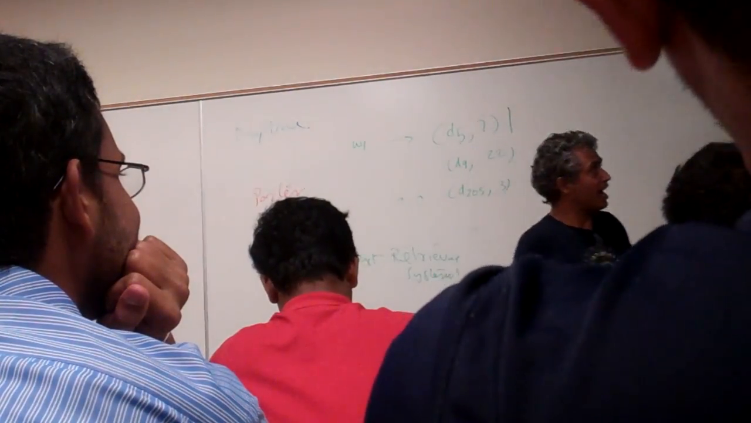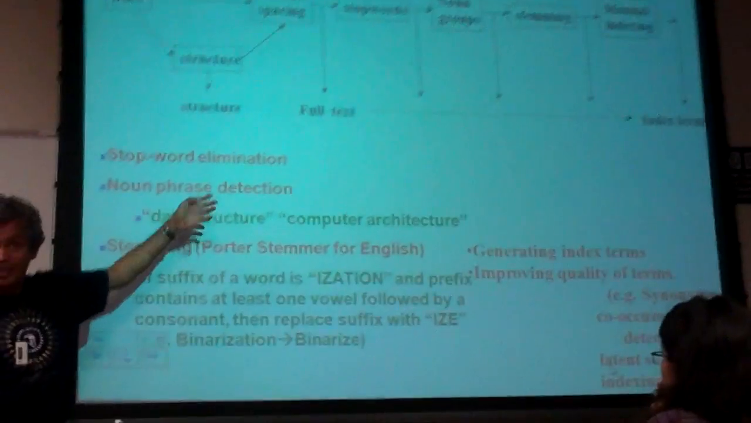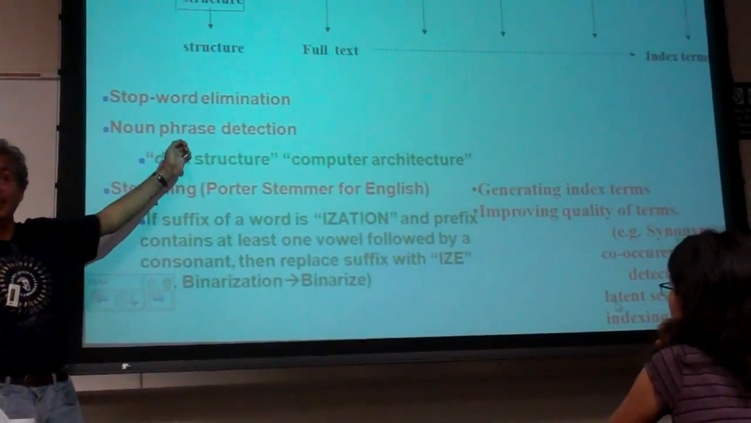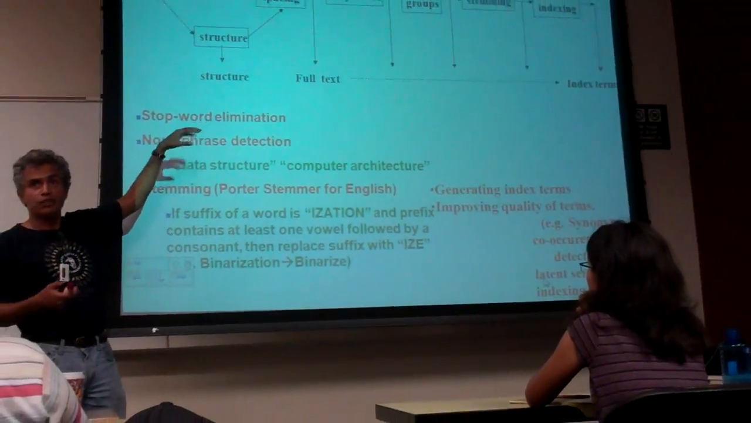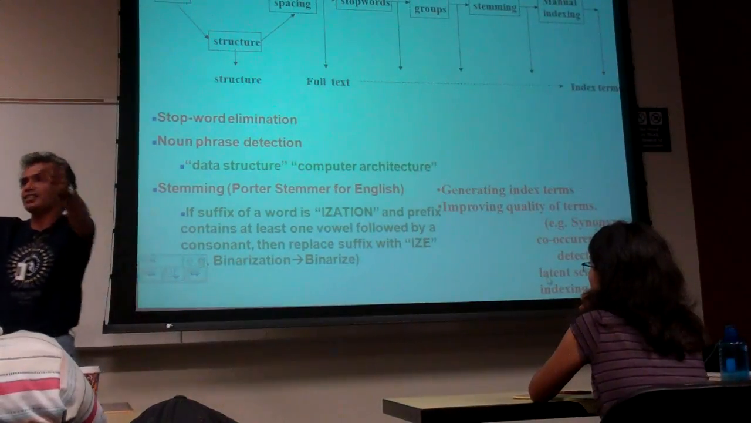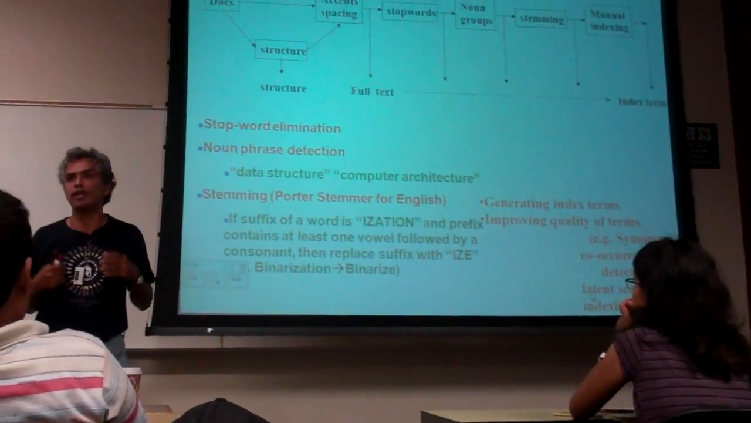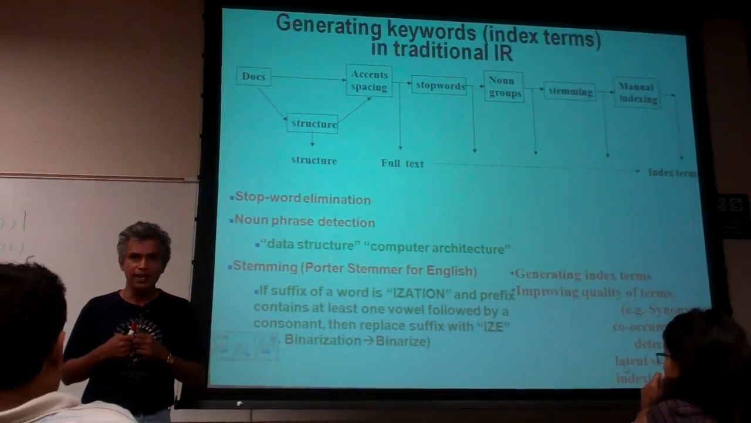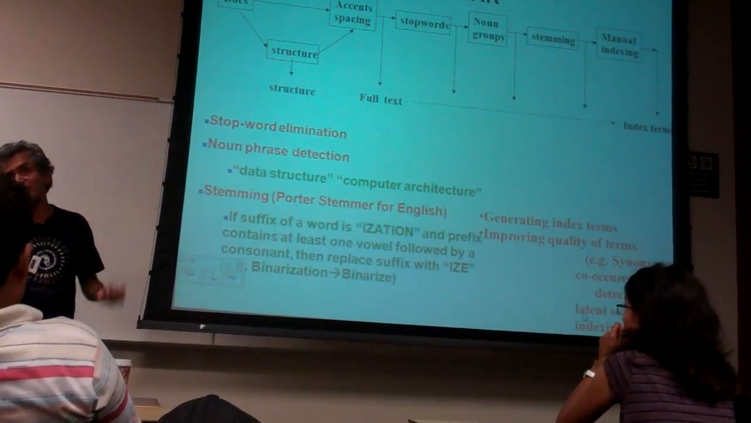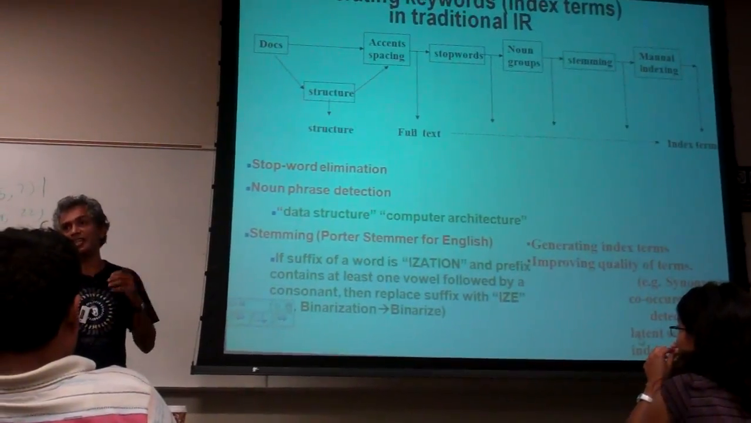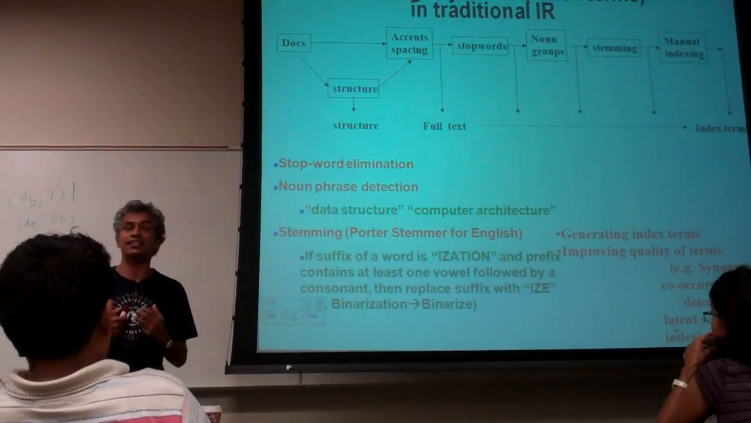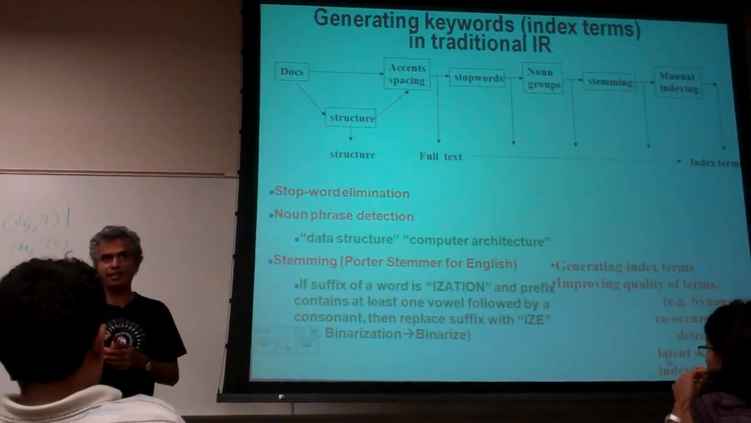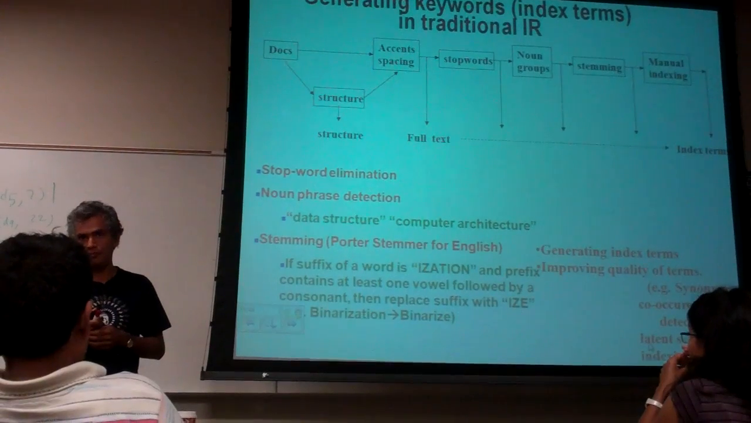The other thing is noun phrase detection. If you're manually constructing it, somebody might tell you that this is a computer science document. So words like computer science, data structure, think of them as single words. If I do that, then I will get a subset of the original set of words from the document. I'll only construct the index entries for those. That cuts down the amount of work I have.